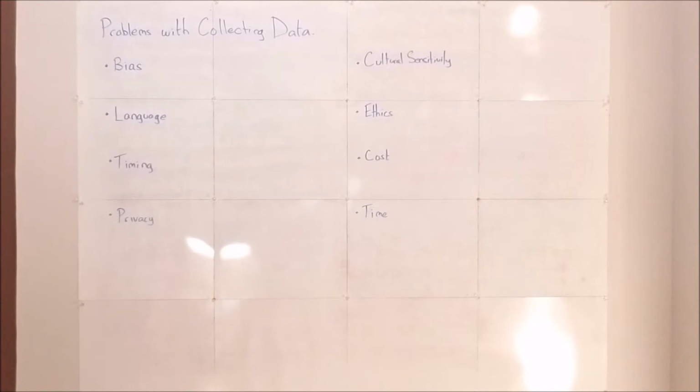So I've actually just stepped away from the camera, but we're going to look at some of the things that you might run into. We're going to put some definitions down and some examples so that you can see through them. What we're going to look at are bias, which we kind of talked about last lesson, language, timing, privacy, cultural sensitivity, ethics, cost, and time.